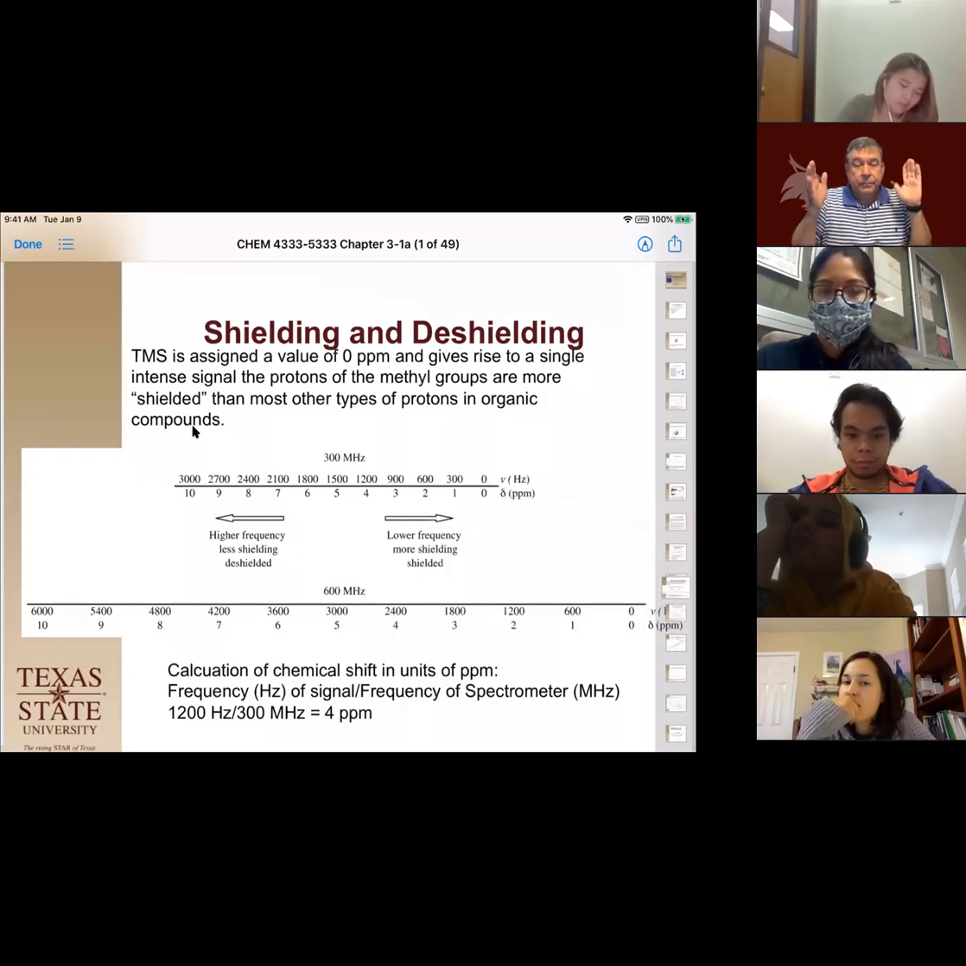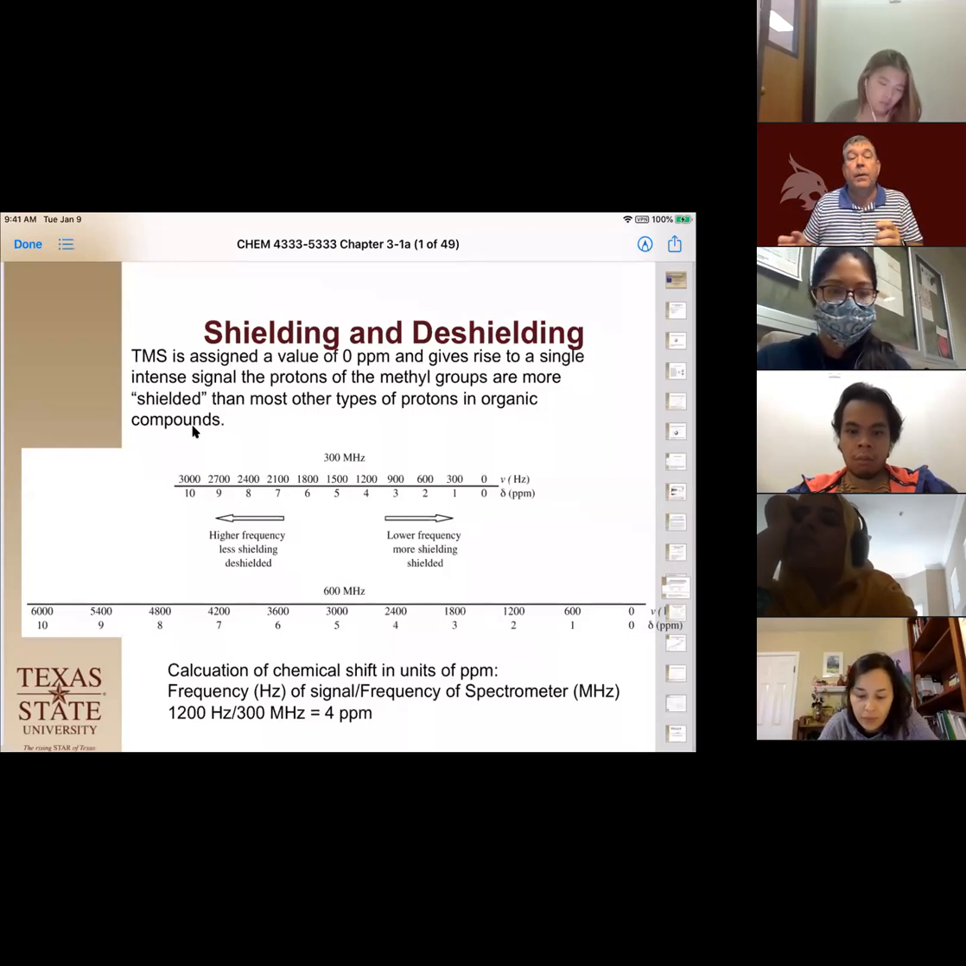So in the case of things where you have the lower frequency or the lower ppm number, you have what is called more shielding, or we call that the shielded section. So basically, downfield, closer to 0, is shielded. And as we go higher and higher up to 10, that's de-shielded, okay? So those are the 2 directions here.